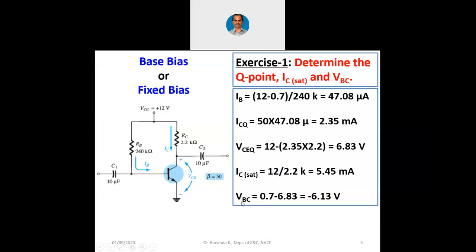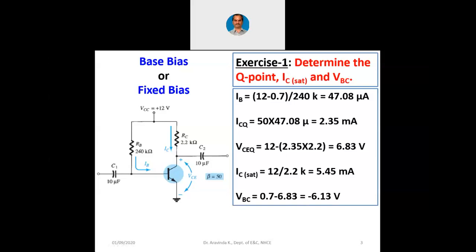Now what does the VBC mean? VBC means the voltage between base to collector. So what we have to do: base to ground is how much, collector to ground is how much. Base to ground is 0.7 volts. See, VBE junction, this is the base to emitter junction. Emitter is grounded, so base is at 0.7 volts. And collector is at 6.83 volts, which you have already seen. So VBC is 0.7 minus 6.83, which is minus 6.13 volts.